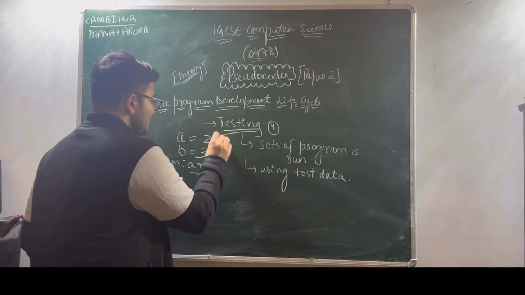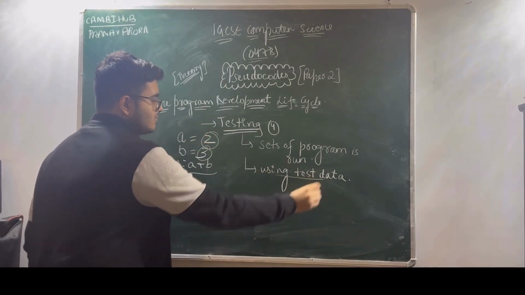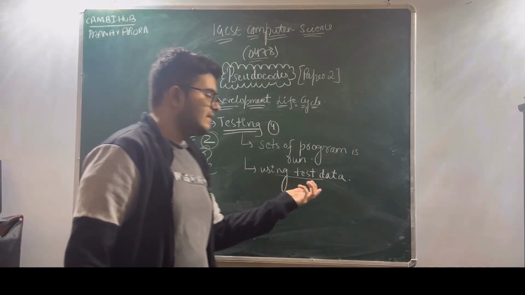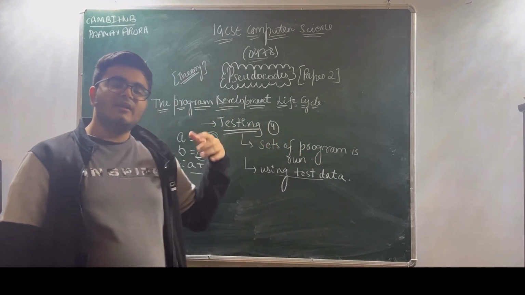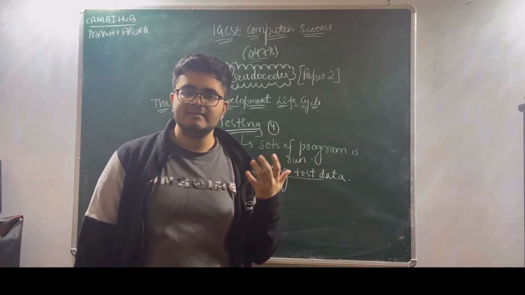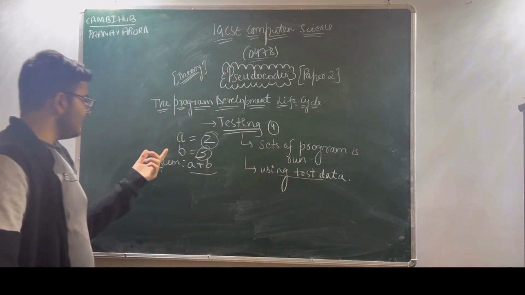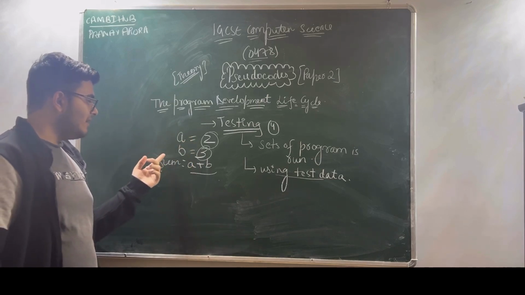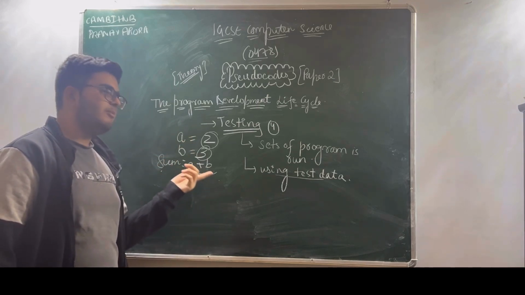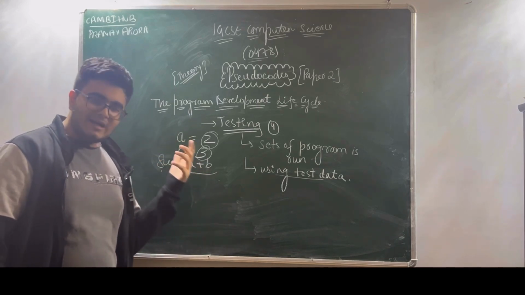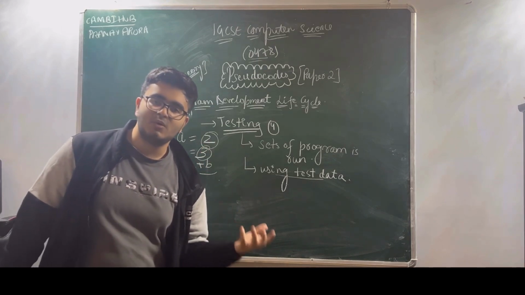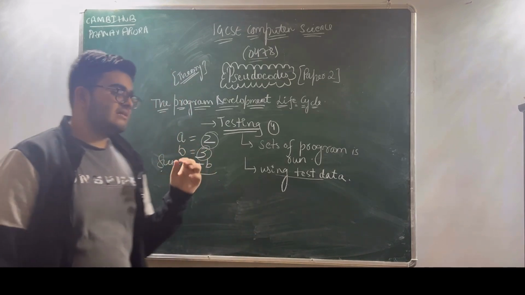What are this 2 and 3? These 2 and 3 are test data. So I'm putting sets of test data into my program, running it, and seeing if the output is as expected or not. I'll put 2 and 3 instead of A and B, and ideally the program should give me 5 because it's adding A and B. So I will test if it gives me a 5 or not, right? So this is the last stage, testing.